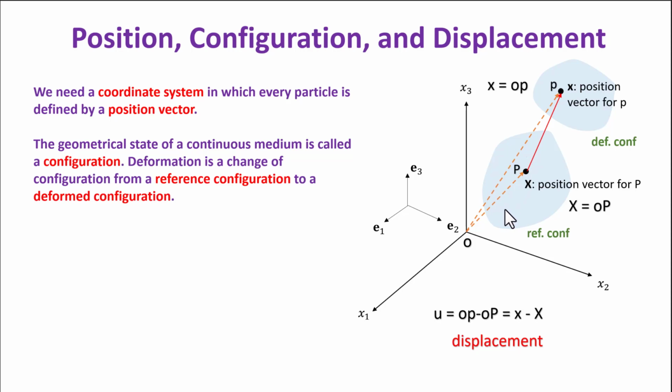The geometrical state of a continuous body is called a configuration. So, undeformed configuration, or called reference configuration. When this body is deformed, so it generally changes position and also changes shape, it is called a deformed configuration.